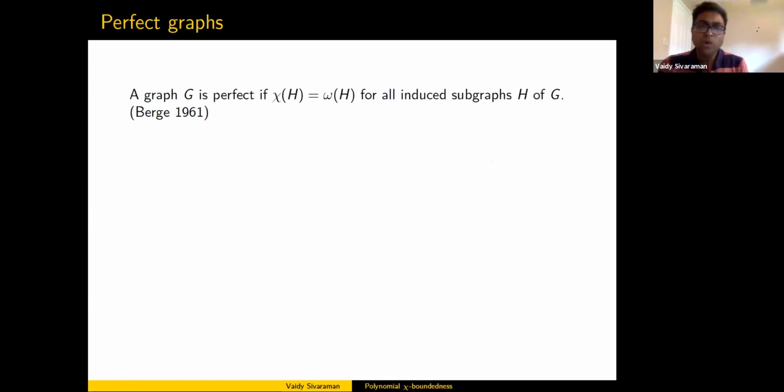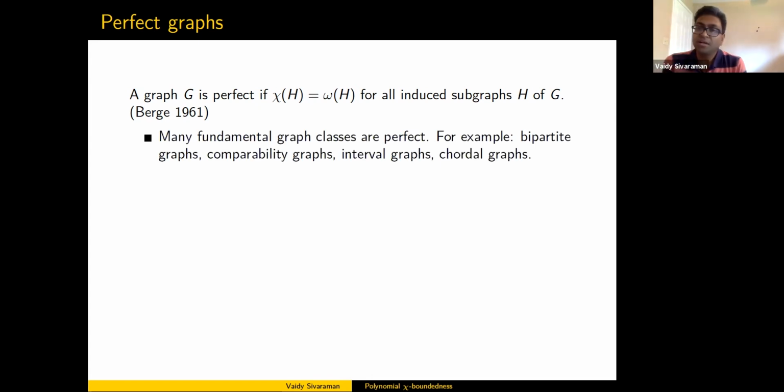But meanwhile, there was another line of development based on the relationship between chi and omega. Berge was interested in this, and he said a graph is perfect if these 2 numbers are equal for all induced subgraphs. Why did he do all induced subgraphs? If not, it's not very interesting. You won't get anything if you don't require it for all induced subgraphs. It's just not a robust notion. But doing it for all induced subgraphs turned out to be a major event, because many fundamental graph classes are perfect.